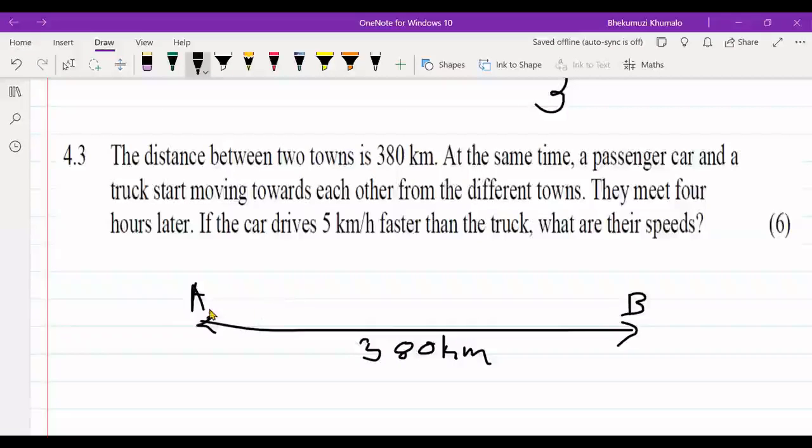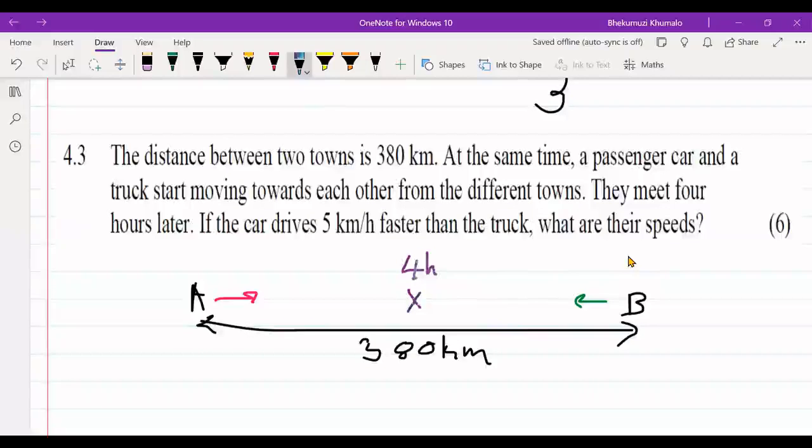So in this case, we have a car that's moving that way. And then we have the car, which is in pink, moving that way. And we have the truck in green, moving that way. Right, from the different towns. They meet, right? They say they meet 4 hours later. So somewhere at some particular point, we're going to put an X. At that point, they meet and it's 4 hours at that point, right?